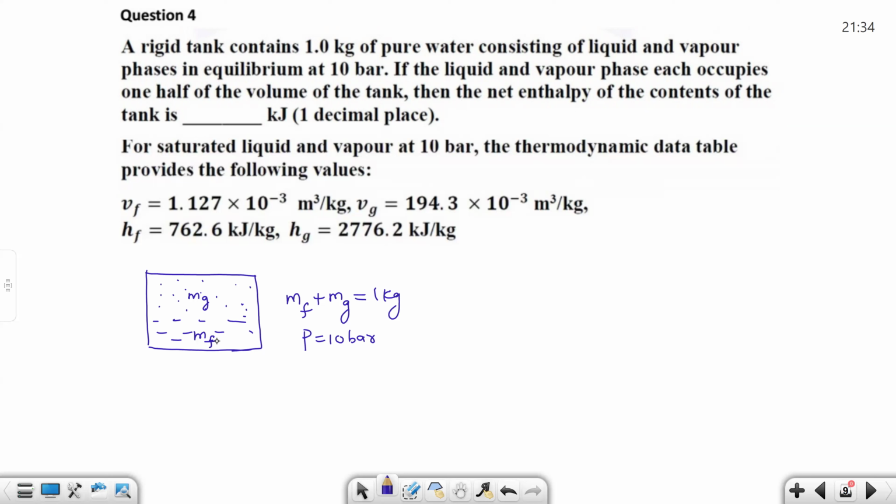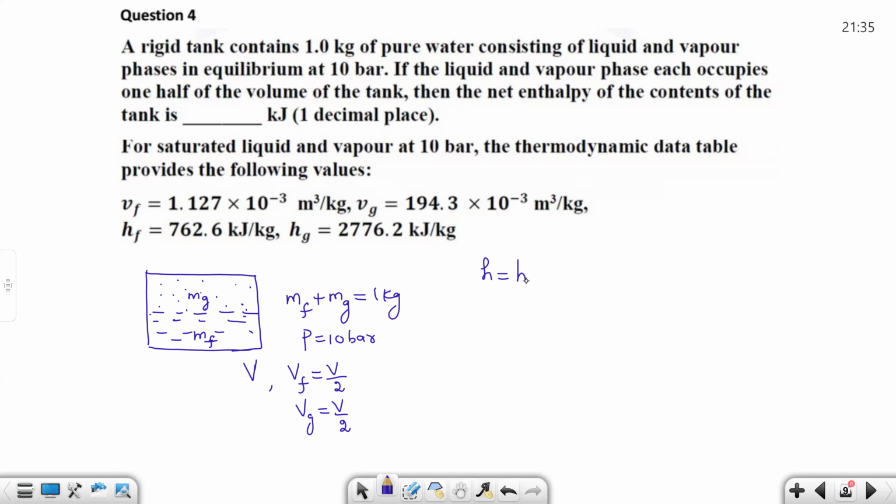If the liquid and vapor phase each occupies half of the volume of the tank, if you take the volume of the tank as V, the liquid will occupy V by 2 and the gas will occupy V by 2, half of the volume. So what is the net enthalpy content of the tank? This will be in kilojoule.